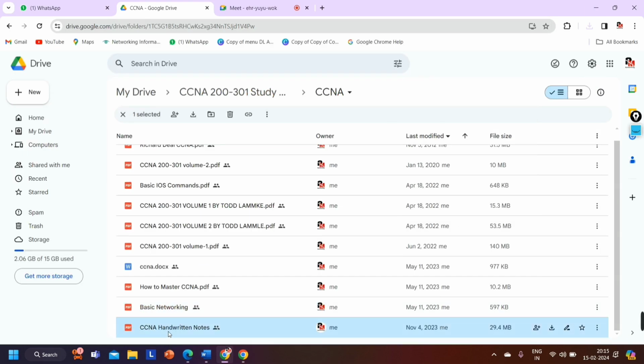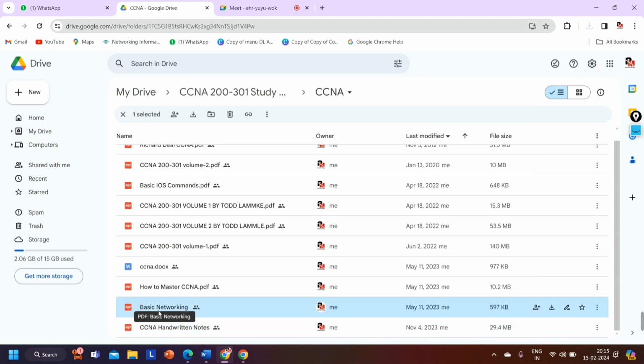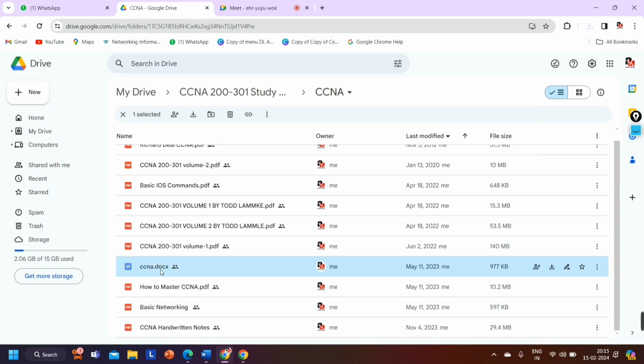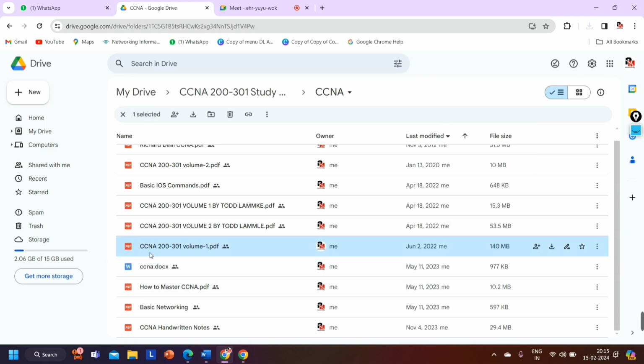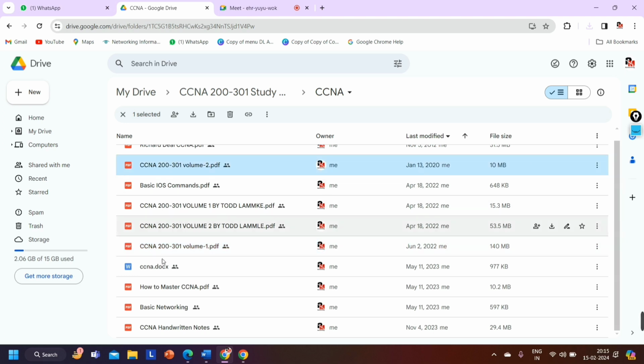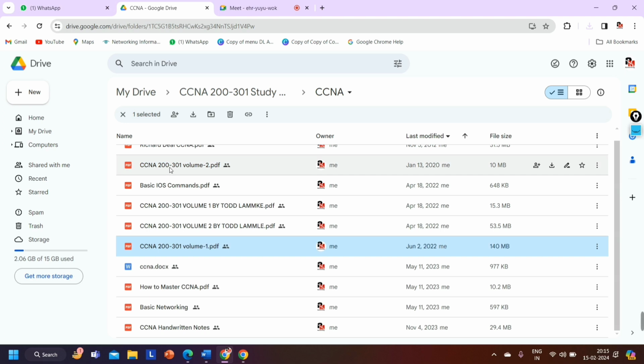Then you can download the CCNA handwritten notes as well, but I will not recommend downloading this one for now. Download basic networking and the CCNA docs file, this Word file, and you can download How to Master CCNA as well. After that, this is the official book of CCNA 200-301, volume 1 and volume 2. This is volume 1, this is volume 2. After 5 to 6 classes, you can download these two books and start reading.